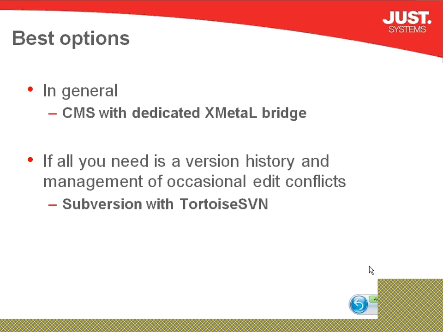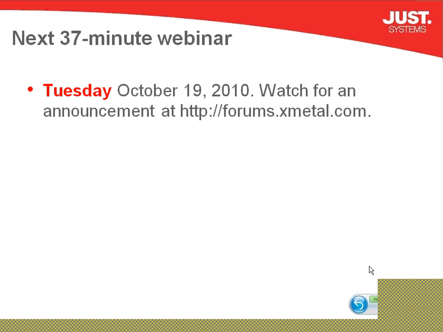For the groups where they don't need any of the content management system features, they just need some basic versioning. They just need to make sure that you don't have people overwriting each other's changes blindly. Then we encourage use of Subversion with TortoiseSVN, and that's free or cheap to use. Okay, so those are the 2 that we tend to recommend the most. Obviously, mileage varies for different people.